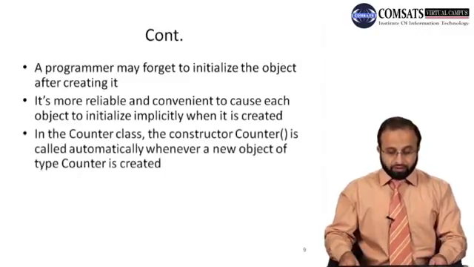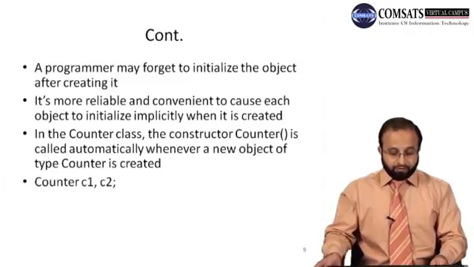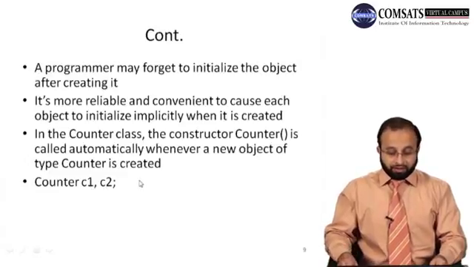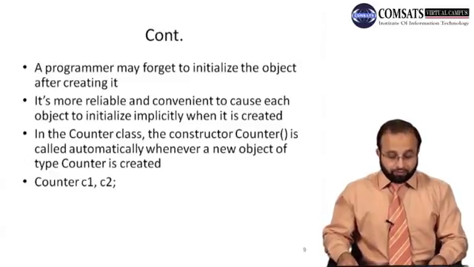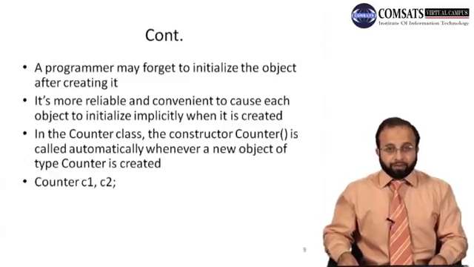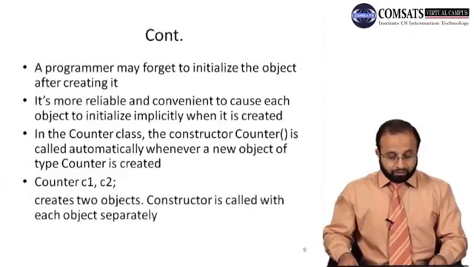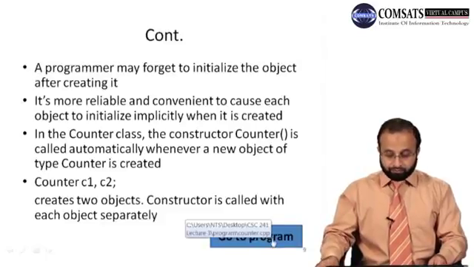In the counter class, the constructor counter is called automatically whenever a new object of type counter is created. So we have two objects now. In this statement we create two objects, C1 and C2. The counter constructor will be called for each of these objects, that is for C1 and for C2 separately. So this creates two objects, and the constructor is called with each object separately. Let's go and see the program.